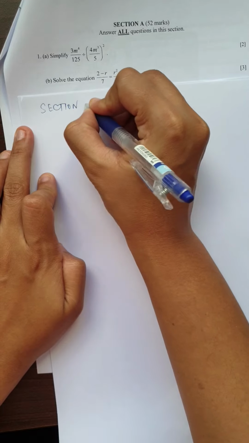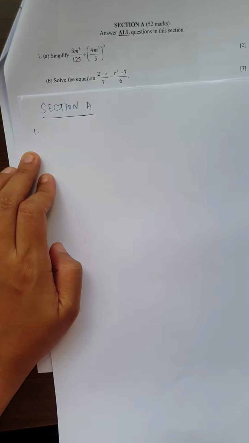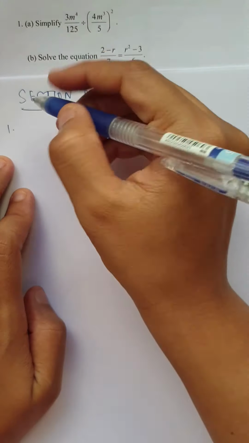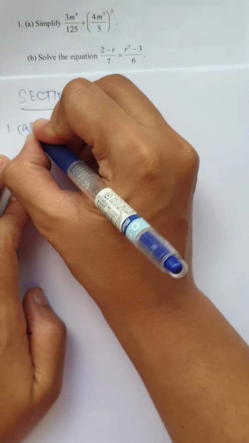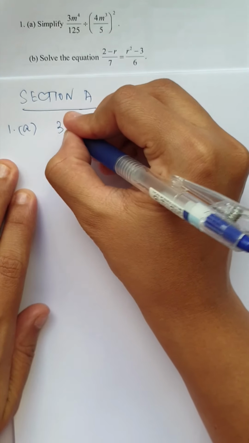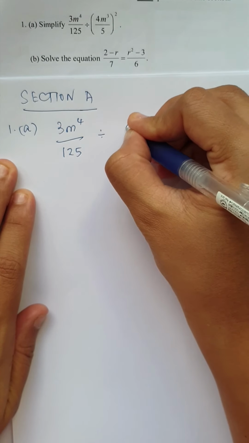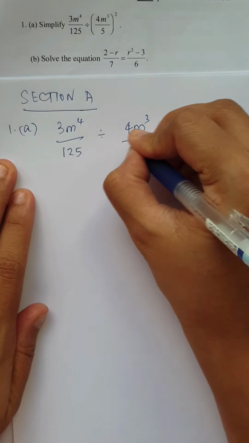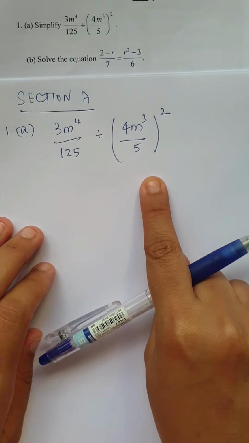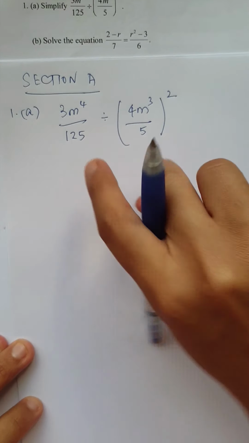Okay, and then I'm moving on to question number 1, which is basically, hope you can see, this is question number 1. So let me just go through it. It is basically the indices topic. So you have 3m to the power of 4 over 125 divided by 4m cube over 5, the entire thing squared. Now quite a few things to actually observe here. You have a divide sign here, which you can change to multiply and then flip it.